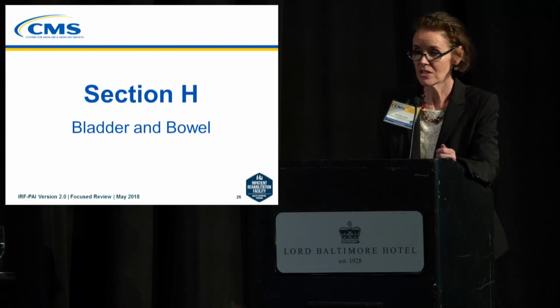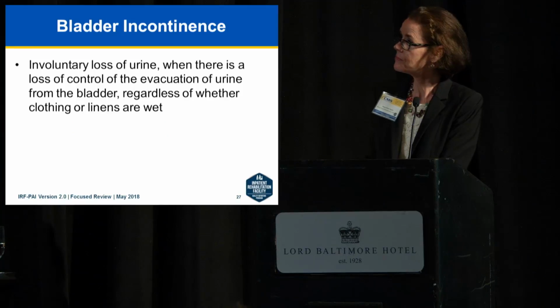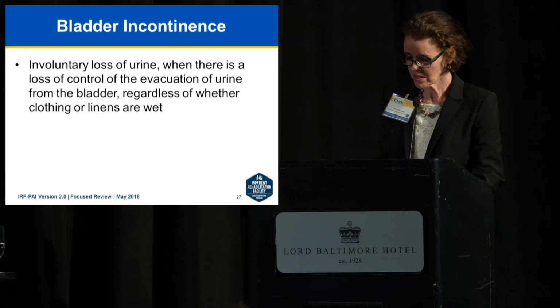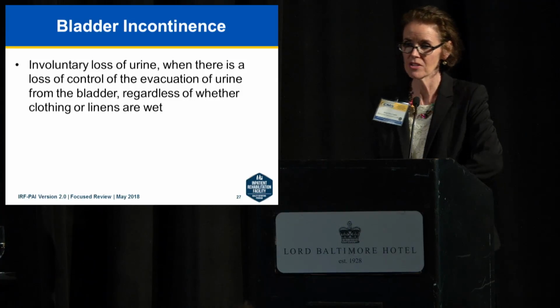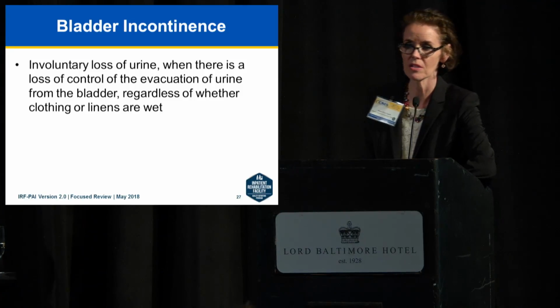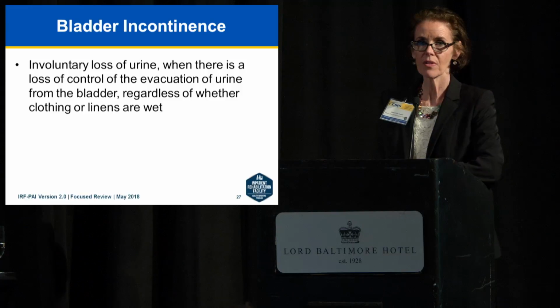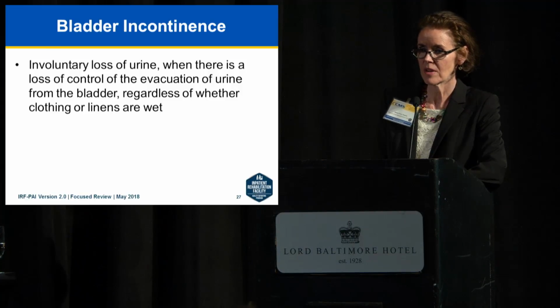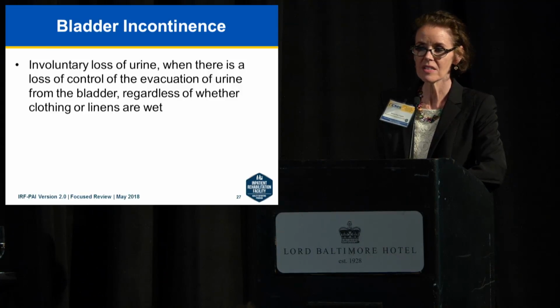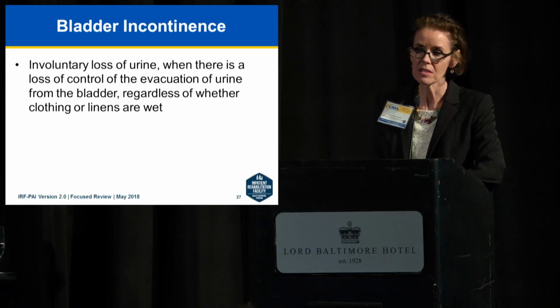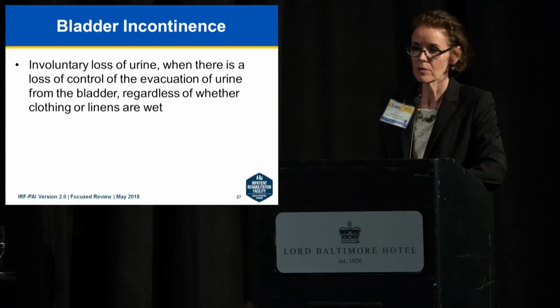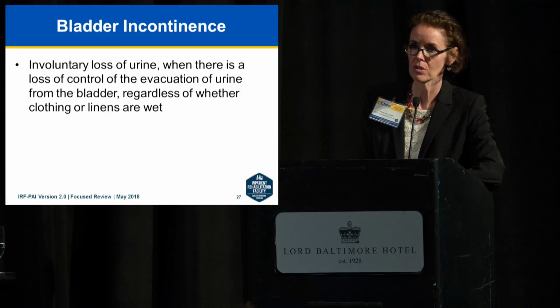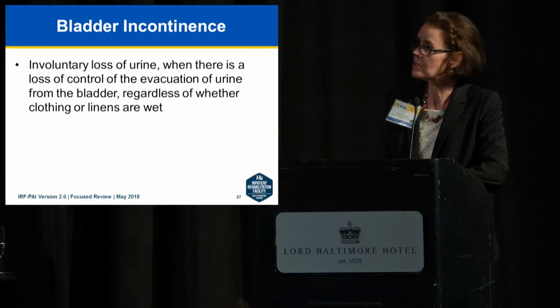Okay, section H is bowel and bladder. Okay, so we always want to start with the definition of bladder incontinence. For the quality measure, it is an involuntary loss of urine when there is loss of control of the evacuation of urine from the bladder, and this is regardless of whether the linens are wet or if the clothing is wet. So it's really about the loss of urine control, not where the urine goes.